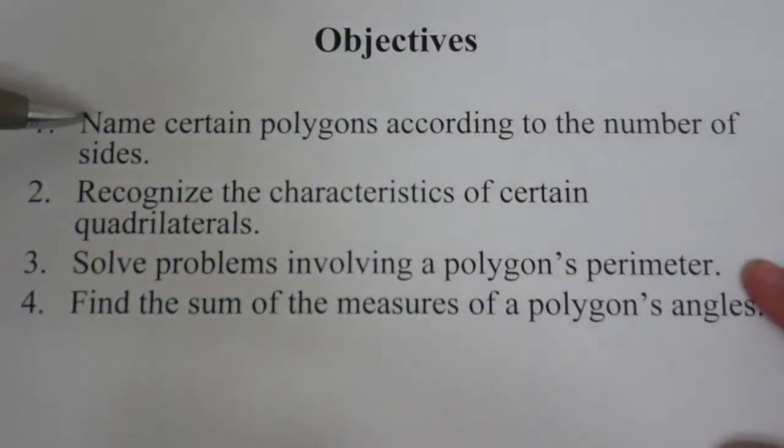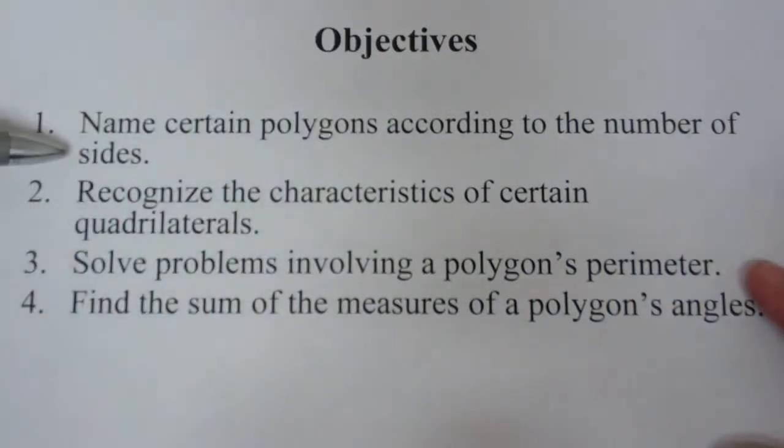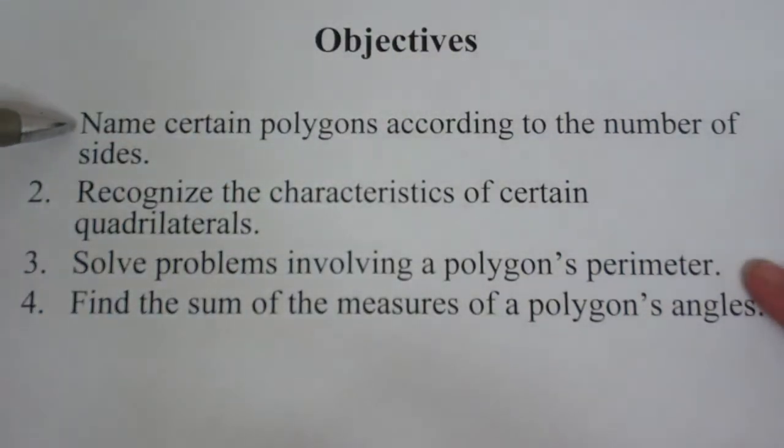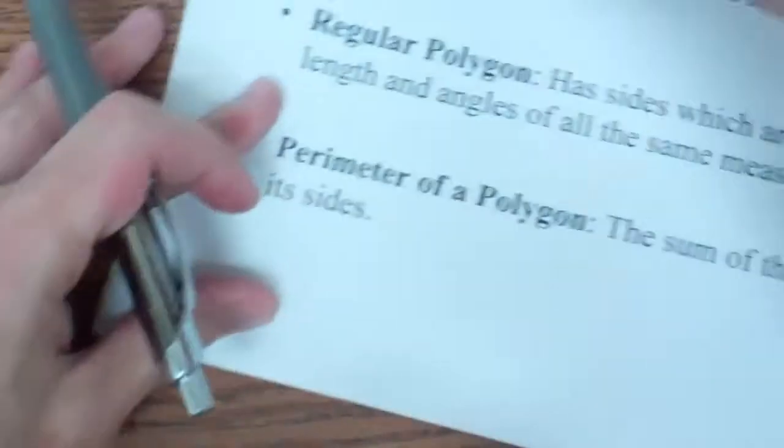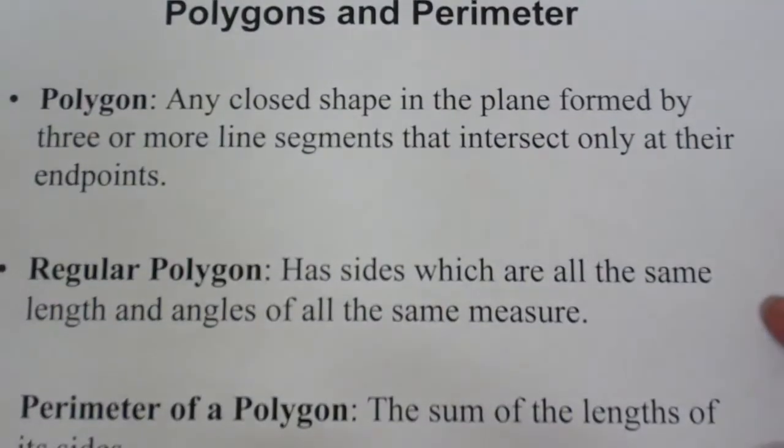What we want to be able to do is name certain polygons according to the number of sides that they have. So we'll be talking about not so much triangles, but quadrilaterals, four-sided figures, and some other things. Recognize the characteristics of certain quadrilaterals, again just to review. Solve problems involving a polygon's perimeter, pretty straightforward stuff. And then find the sum of the measures of a polygon's angles. There's a nice way of getting to that formula that I hope to be able to show in this video. Alright? So, what is a polygon?